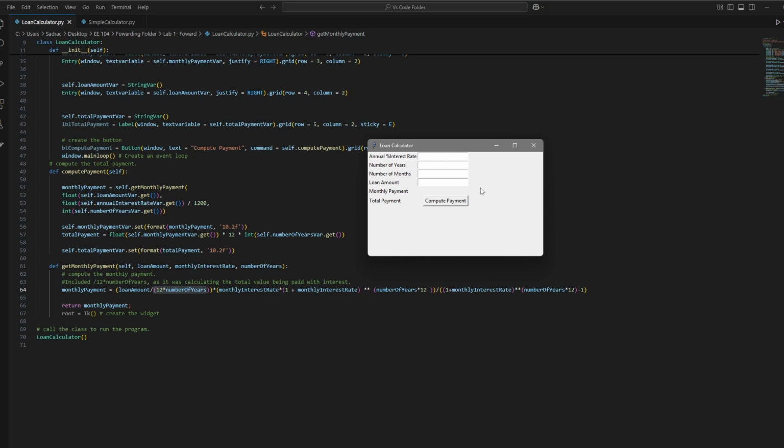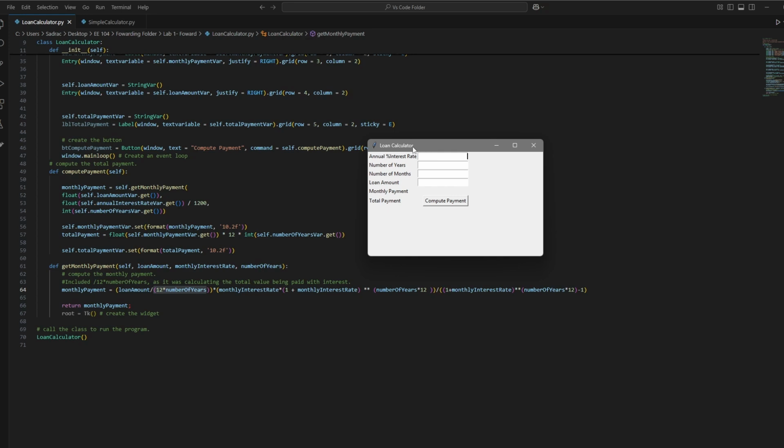Again, this would be needed because here in our program we're taking the annual interest rate, and we want to convert that into months. To reiterate, this is more of the reason why we would need to include the denominator of 12 times number of years. So that's how we would be getting our payment per month.